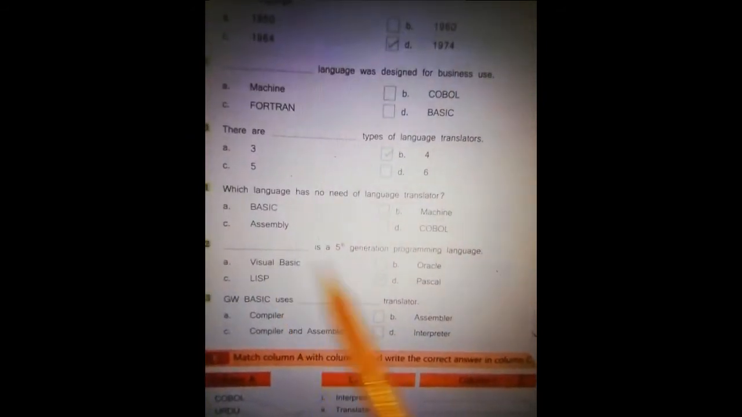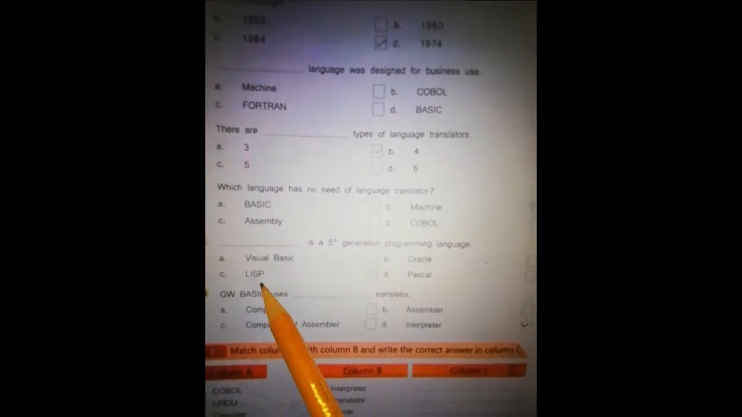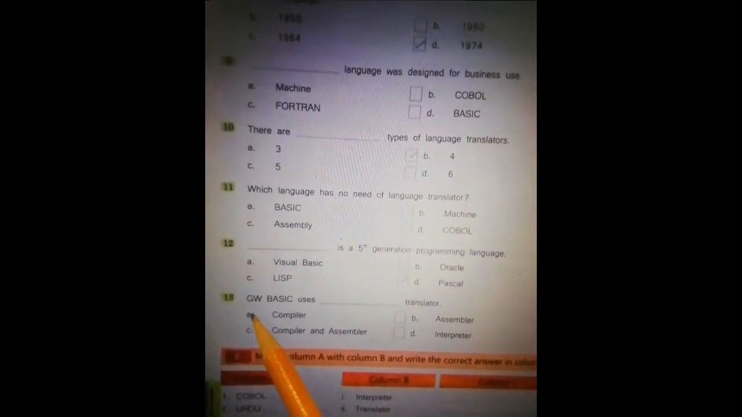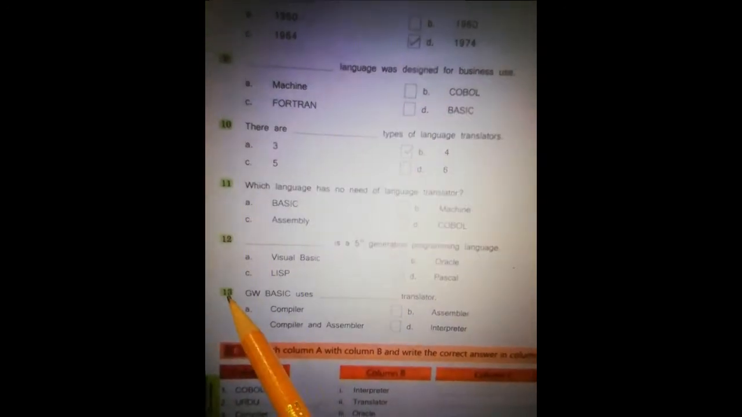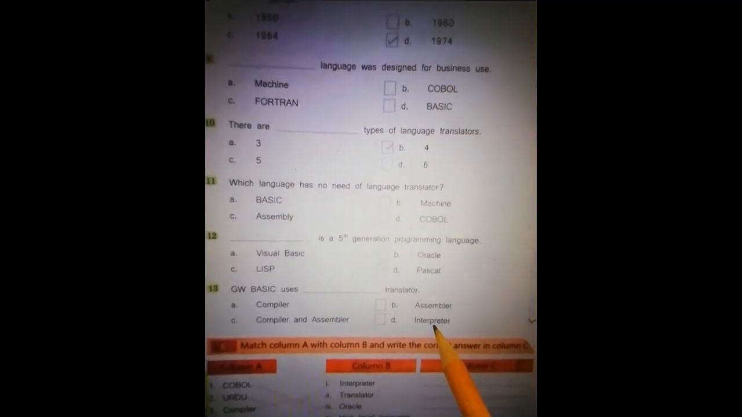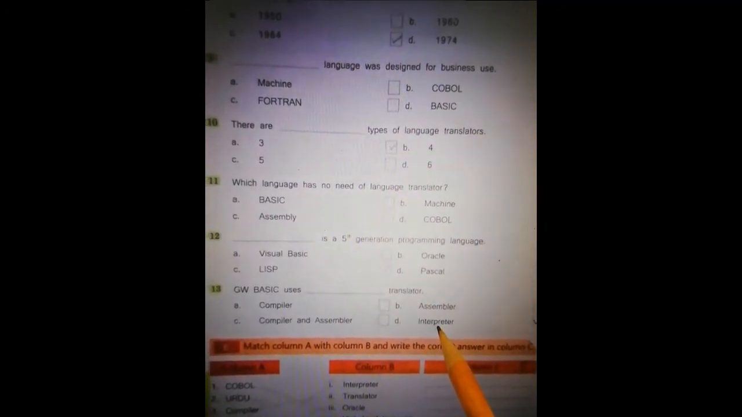Number 12. Dash is a 5th generation programming language: Visual Basic, Oracle, Lisp, Pascal. The correct option is C. Lisp. Number 13. GW Basic uses dash translator: compiler, assembler, compiler and assembler, or interpreter. The correct option is D. Interpreter. GW Basic uses interpreter translator.